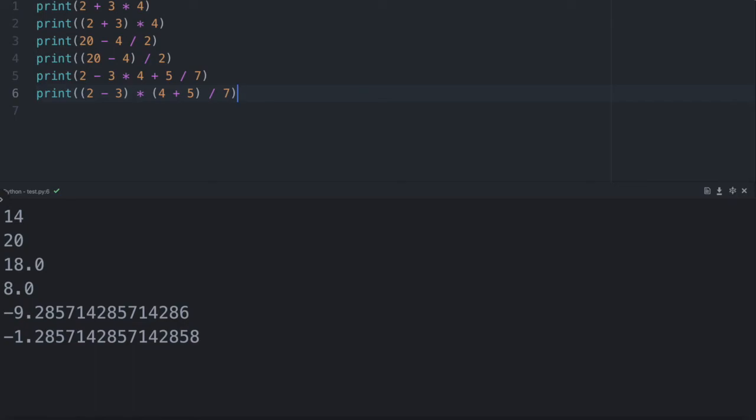So the rule of precedence is first comes multiplication and division, and then addition and subtraction. And there is even an operator that takes precedence over all, and that's the power operator.